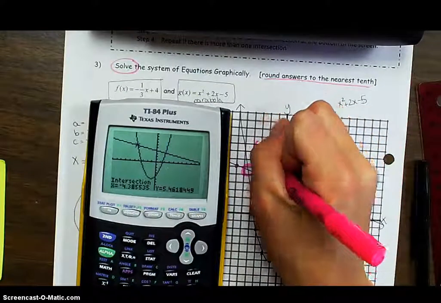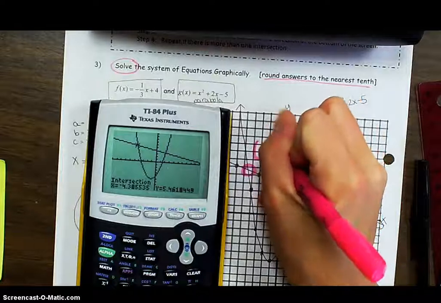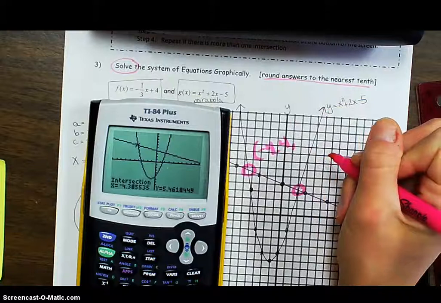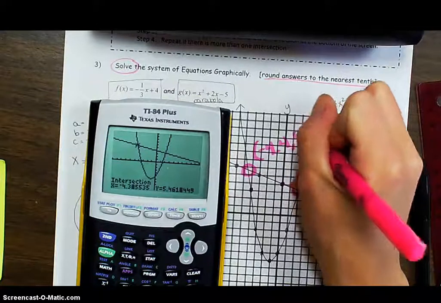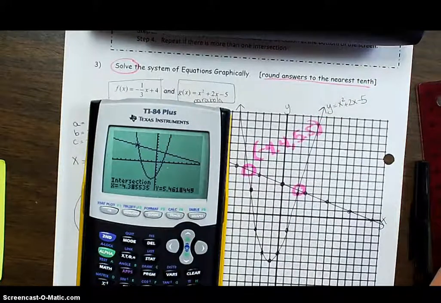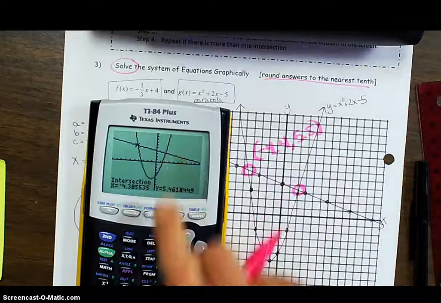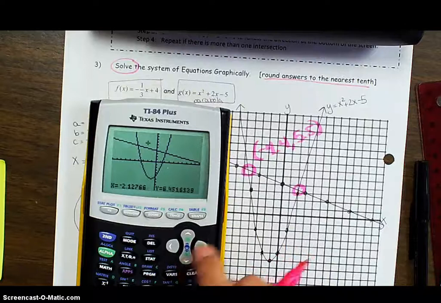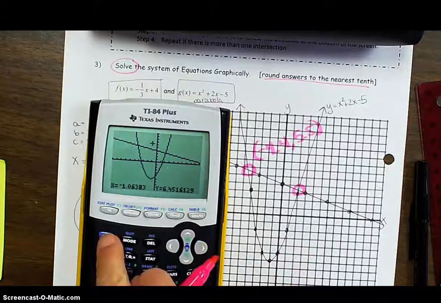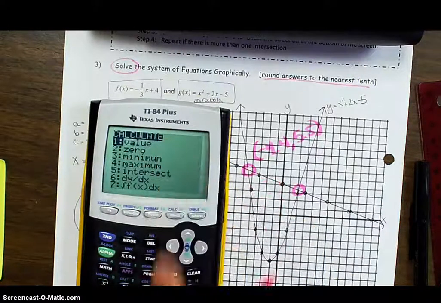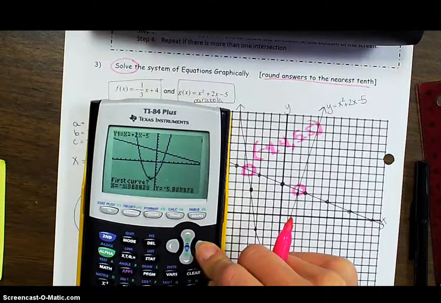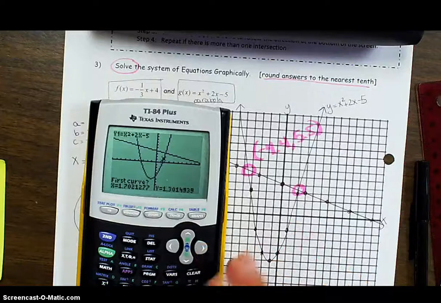So this first point is the point negative 4.4, comma, and then for my y, it's going to be 5.5. Okay, now to get to the second point, you have to do everything again. You can't just move it down because I'm no longer on my graph anymore. So now I have to hit second, calculate, go down to 5, intersection. Now I'm going to move it all the way over to the second intersection. I'm going to hit enter 3 times, and what I'd like you to do is find this one on your own.